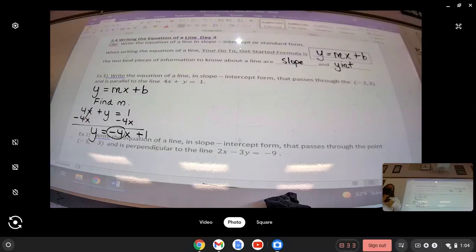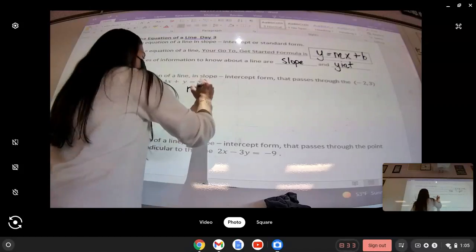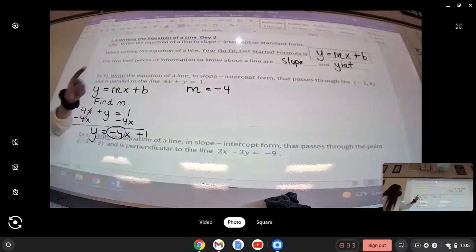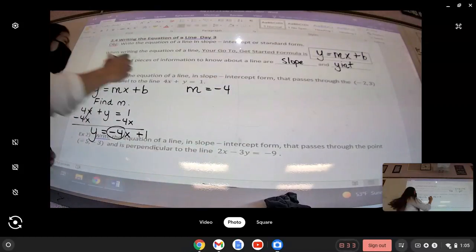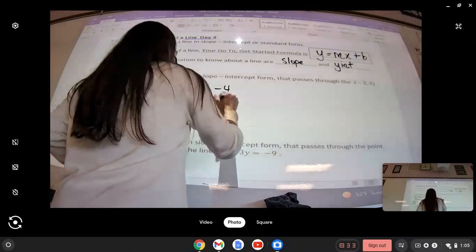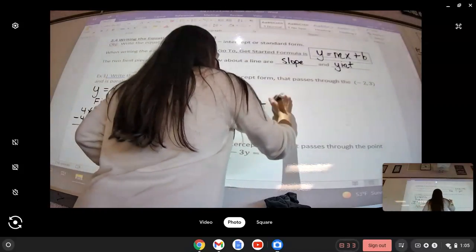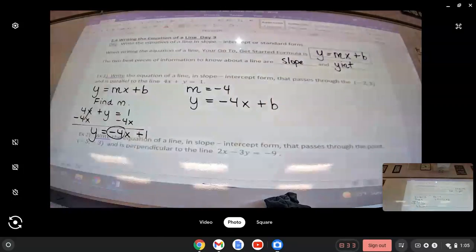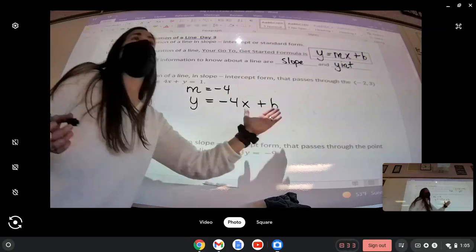So since his slope is negative 4, what do we now know our slope has to be since we're parallel to this line? Slope has to be negative 4. It's got to be the same. So guys, plug it right in. Start building your equation. And I don't know if you're excited, but guys, the slope isn't a fraction. You've got to love when the slope is not a fraction. Go ahead and plug that in. Now we're back to normal. Now we just have to figure out B.